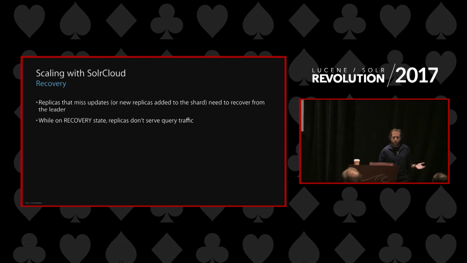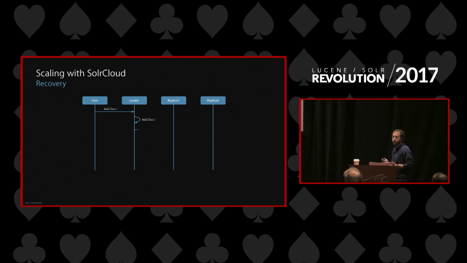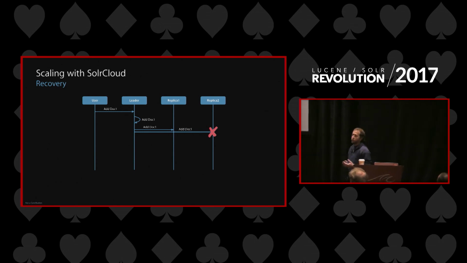So I'm already talking about recovery. Let's explain what it is just in case. As I was saying, this is the way distributed indexing works. But let's think about the situation where Replica 2, for whatever reason, couldn't respond to the request. For example, it was either doing garbage collection, or there was a network problem, or something like that.